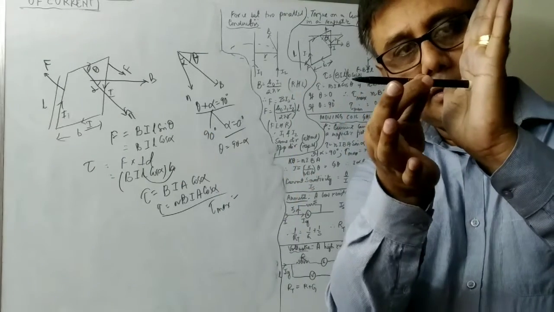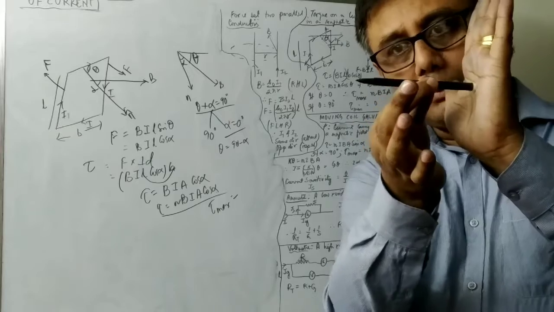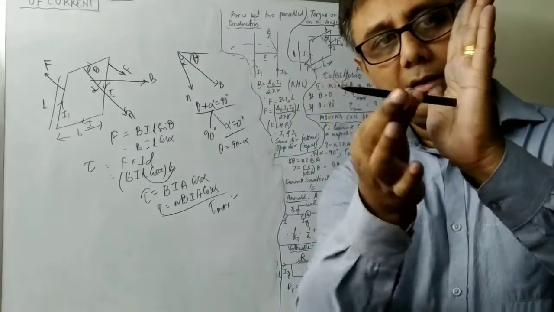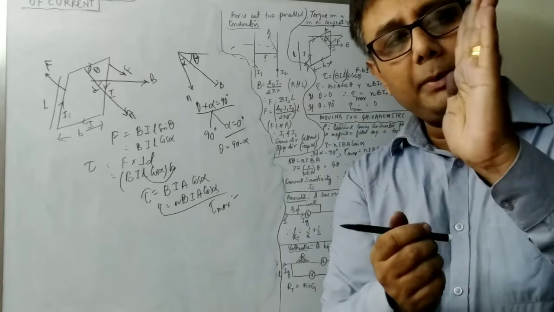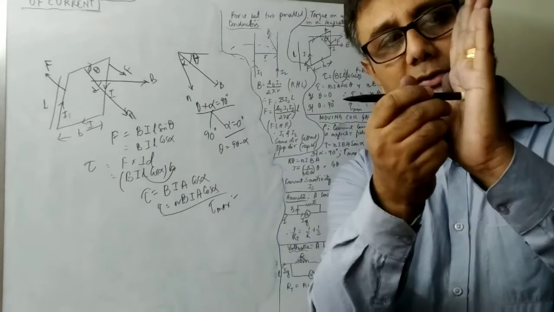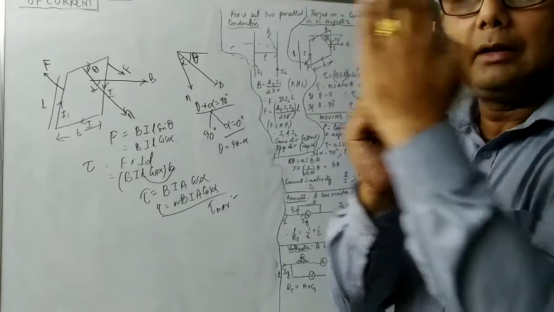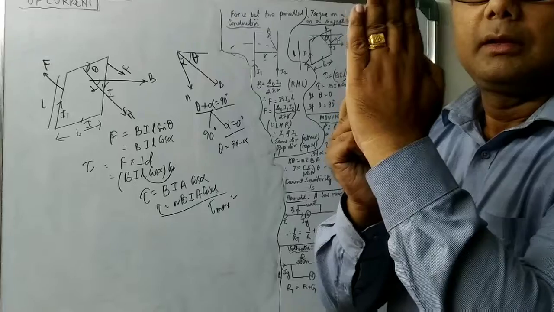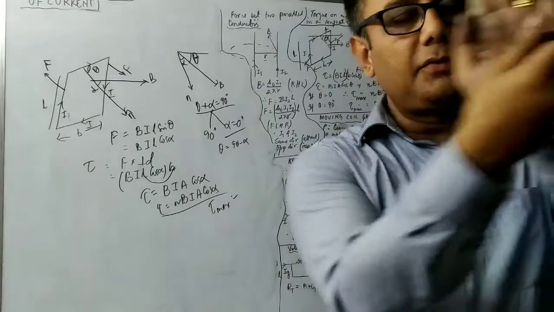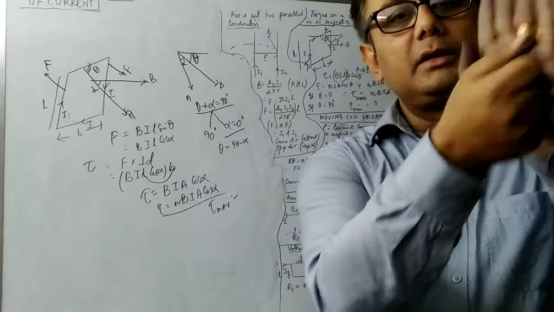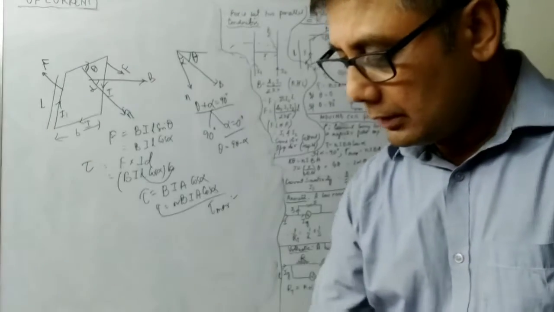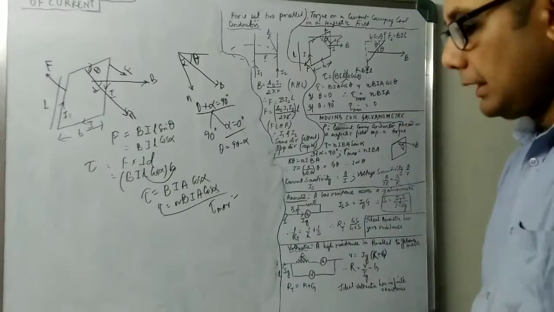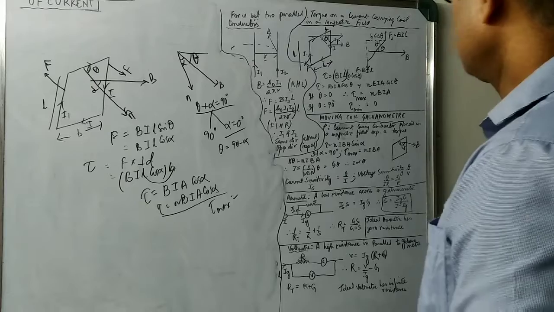This is the normal. If the normal is in the direction of the magnetic field, that means the plane is perpendicular to the magnetic field. When the plane is perpendicular to the magnetic field, alpha is 0. When the plane is parallel to the magnetic field, alpha is 90 degree. So that is how we find the maximum torque and the minimum torque. Clear?